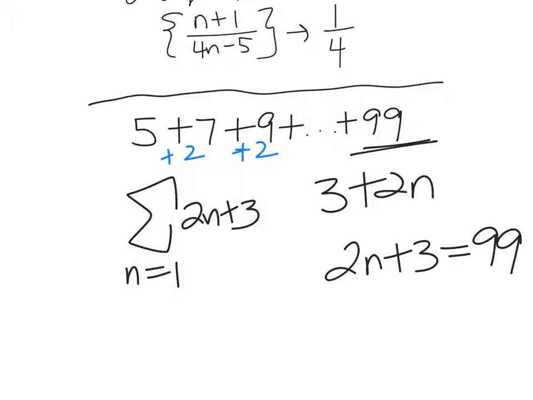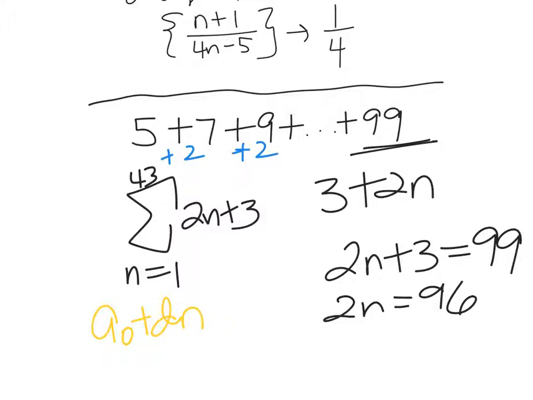So I subtract 3. Why is 3 your first term? It's a sub 0. Yeah. Okay. And then 96 divided by 2 is what? No, 48. There you go.